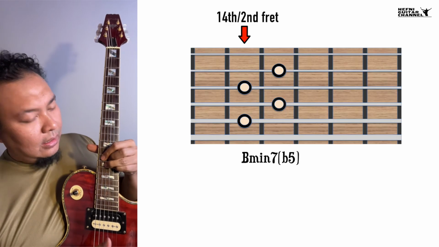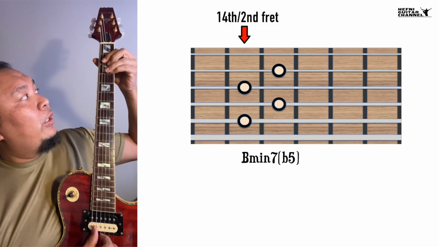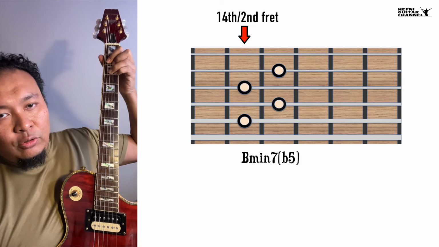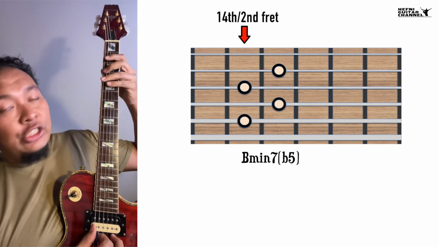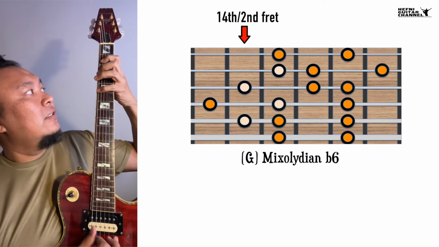Lastly, B minor 7 flat 5, or you can do it here. You can also attach that to G Mixolydian flat 6.